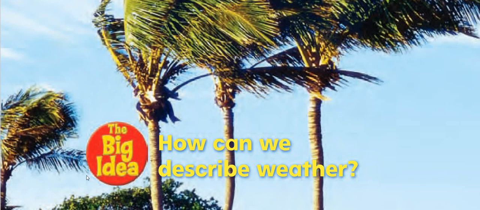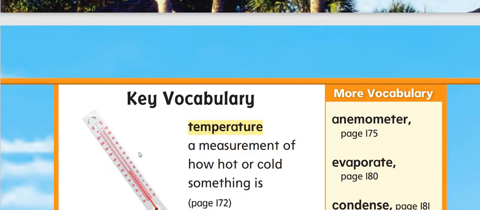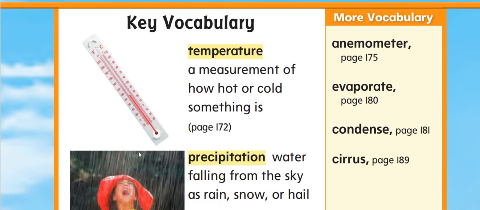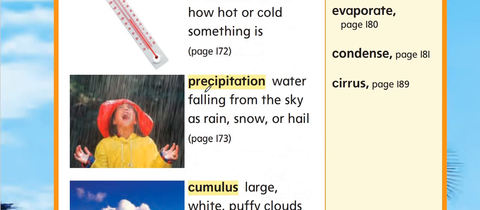Hope you're fine. Today we are going to start a new lesson about the weather, about describing the weather. Okay, so let's know our vocabulary that we are going to learn today. So we are going to know some of the important vocabulary like temperature. So what is the temperature? Temperature is the measurement of how hot or cold something is. When I touch something, I can determine if it's hot or cold.